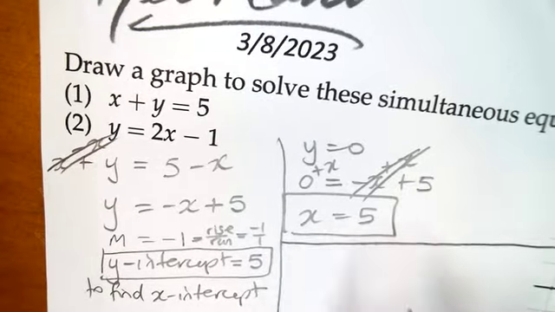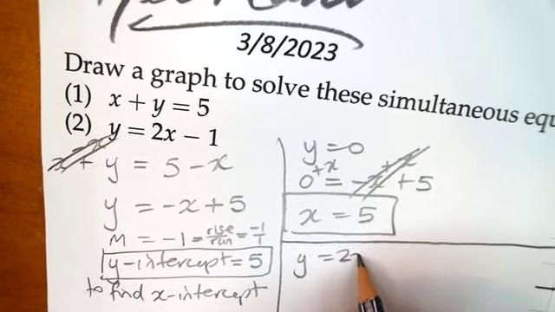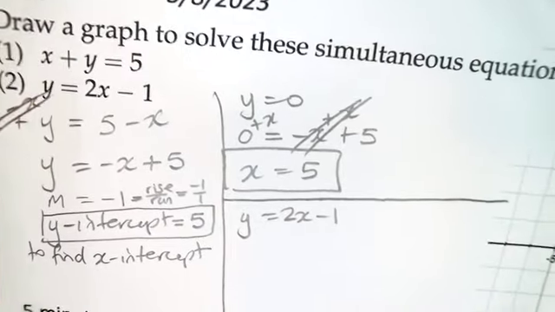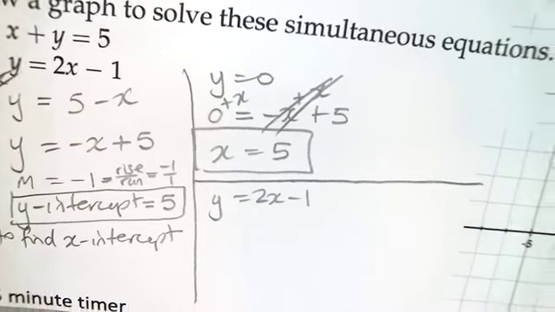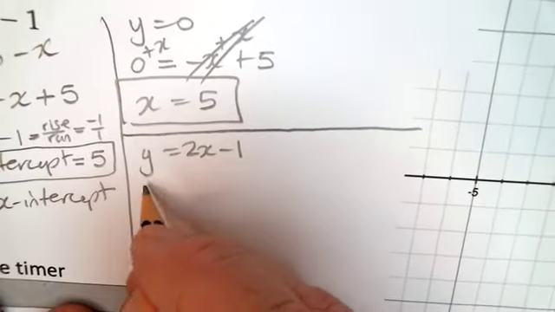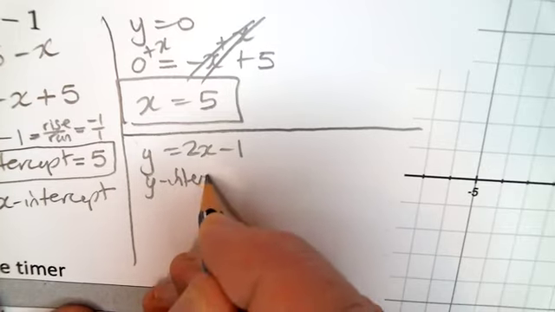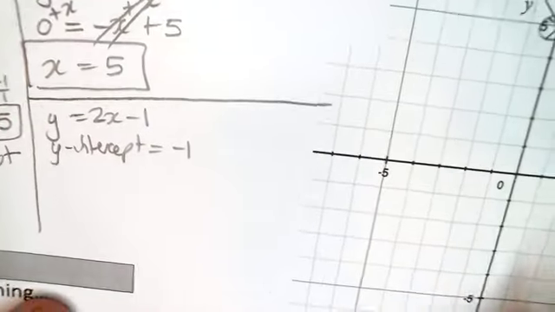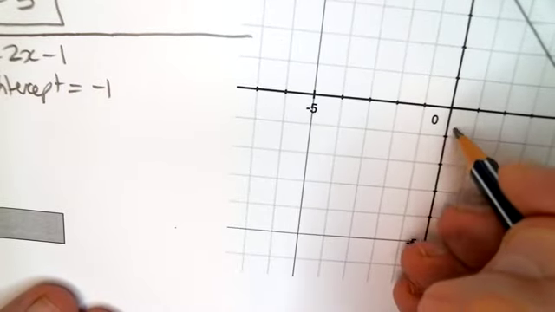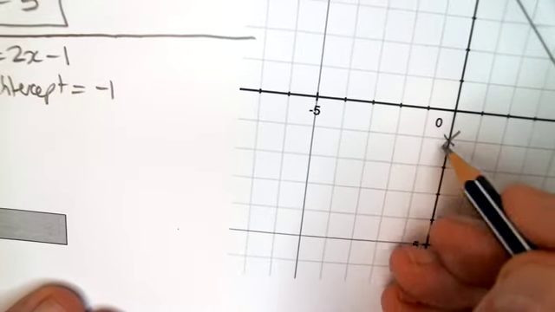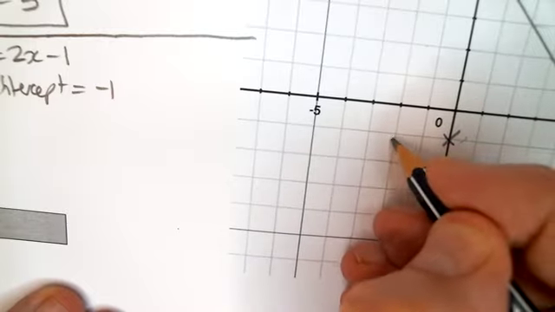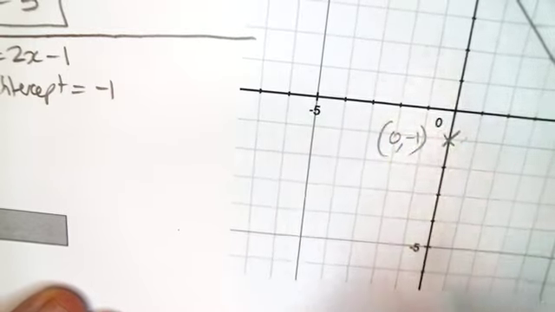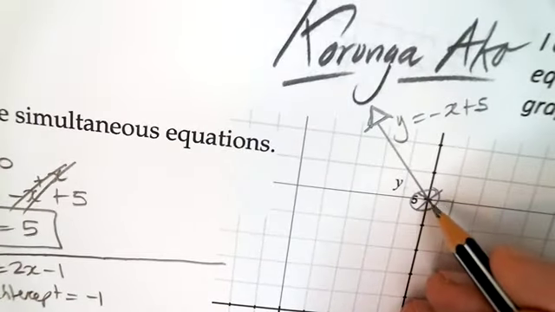So that was the first line. The second line is y is equal to 2x minus 1. So straight away I can start at negative 1. So I'll put y-intercept equals negative 1. There we are. But I'll write the coordinates. So it's going to be 0 along, comma, negative 1. There it is. This coordinate, by the way, I should probably write that in.